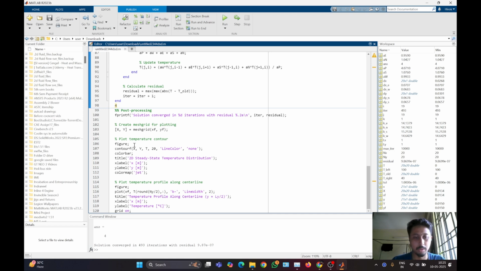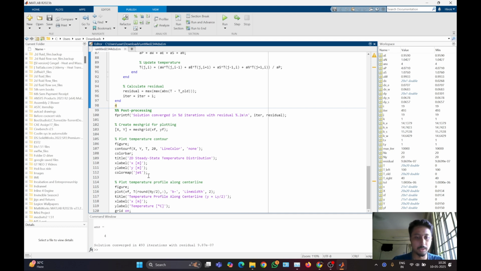Then we plot our temperature contour, where we have taken our temperature with x, y, and T at 20 grid points, in line using the line color below. We have taken our title as two-dimensional steady-state temperature distribution. The x-axis is x in meters and the y-axis is y in meters. And our color map is jet.